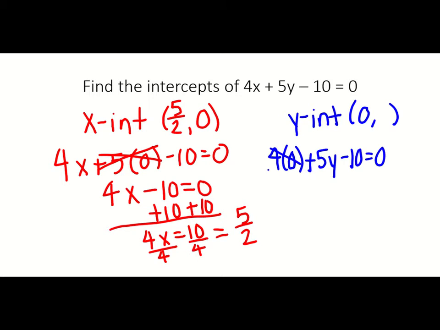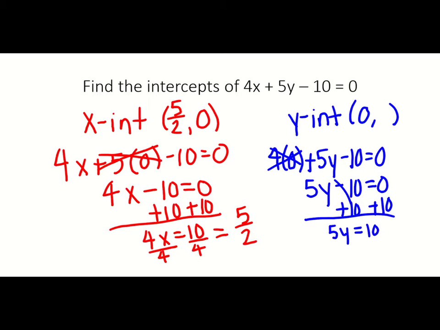So 4 times 0 cancels out. We have 5y minus 10 equals 0. Add 10 to both sides. So 5y equals 10. And then divide by 5. So 5 goes into 10 twice. So the y-intercept would be at the point (0, 2), which matches what we found from the slope-intercept form.